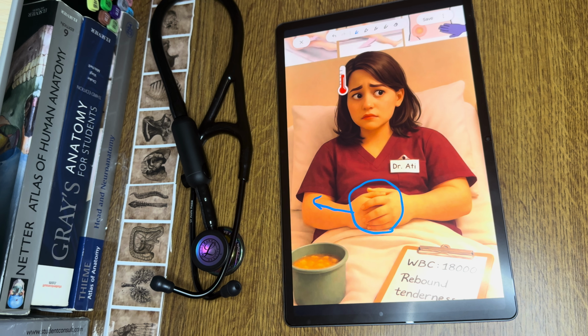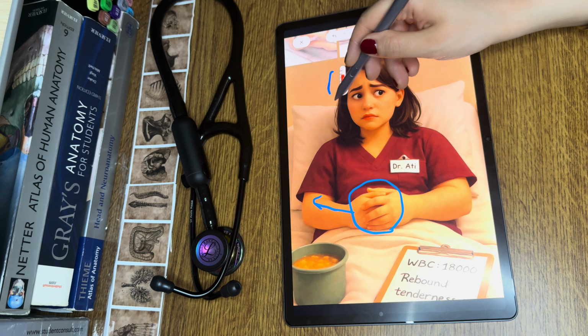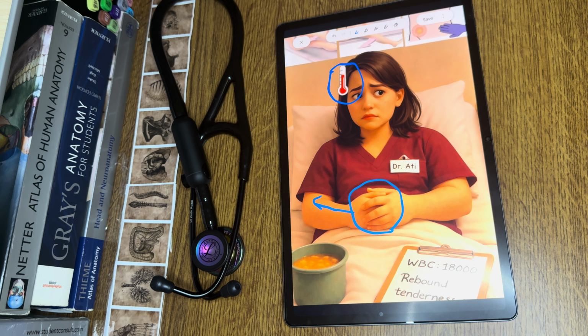Then we start to examine her. We see that Dr. Ati has a fever. We see the thermometer next to her forehead to show that fever can be seen in appendicitis patients. On the bed next to her leg, we place the white blood cell count of 18,000 to show you that leukocytosis is also seen in appendicitis.